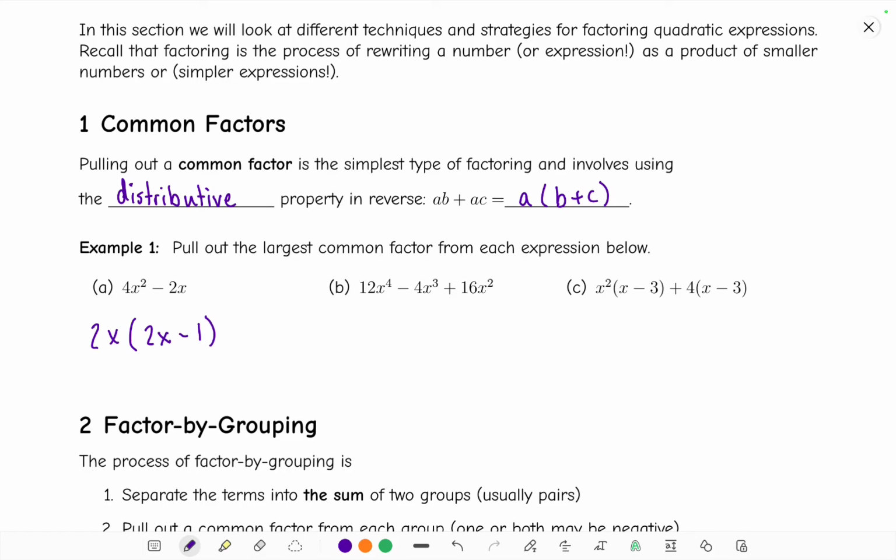Okay. B. 12x to the fourth minus 4x cubed plus 16x squared. Well, here, the smallest power is x squared, so they all have at least an x squared in them. And then 12, 4, and 16 all have a 4 in common. So when we factor out the 4x squared, we're left with 3x squared minus x plus 4.